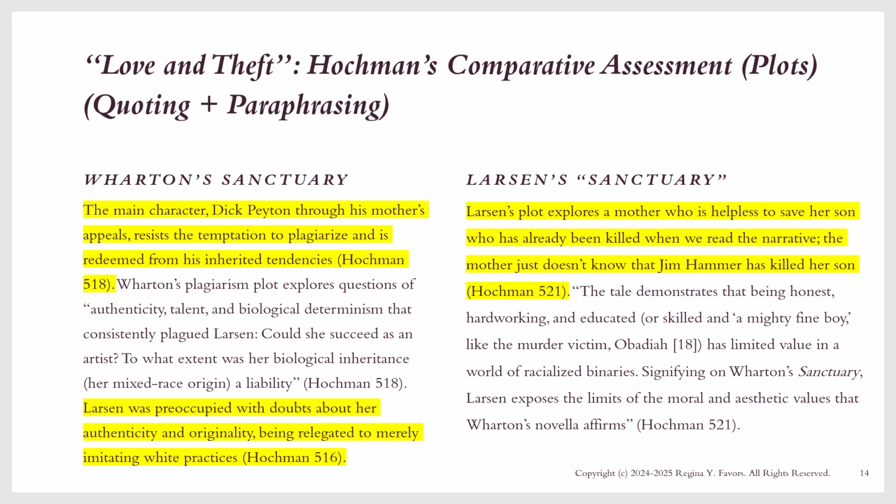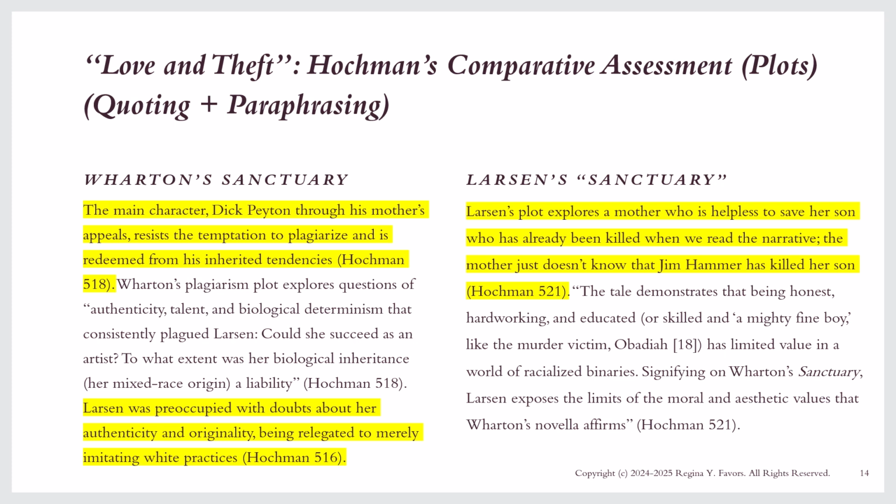So, Wharton's Sanctuary, the main character, Dick Payton, through his mother's appeals, resists the temptation to plagiarize and is redeemed from his inherited tendencies. Wharton's plagiarism plot explores questions of authenticity, talent, and biological determinism that consistently plague Larsen. Could she succeed as an artist? To what extent was her biological inheritance, her mixed race origin, a liability? Larsen was preoccupied with doubts about her authenticity and originality being relegated to merely imitating white practices.